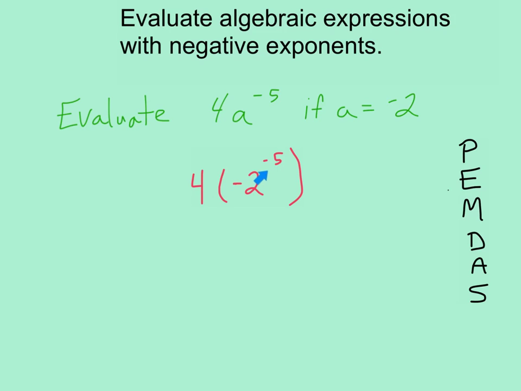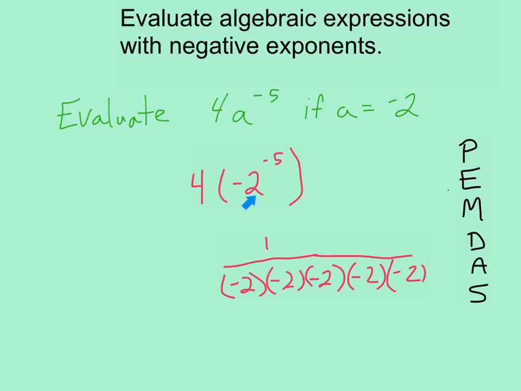All right, now, I know this negative 5th power means I'm going to be taking 1 over a negative 2 5 times. So that, right here, this expression will look like this right here, right? The negative 5th power tells me it's 1 over 5 of these negative 2's. 1, 2, 3, 4, 5. And now I'm going to times that by 4. Okay, so I'm going to times it by 4. And I'm going to put that in fraction form because I'm multiplying fractions essentially here.